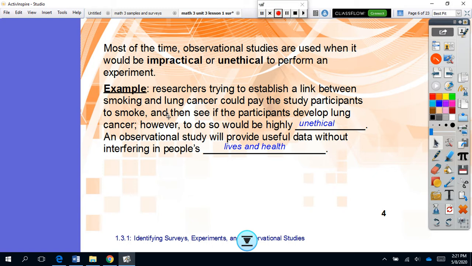You can't pay people to smoke, right? So you can't do an experiment, because in an experiment you have to have some people smoking and some people not smoking, and it has to be completely randomly designed. So you'd have to do an observational study on that and find people that smoke and find people that don't smoke and trace their occurrence of lung cancer in life. So that would be highly unethical because you'd be interfering with their lives and their health.